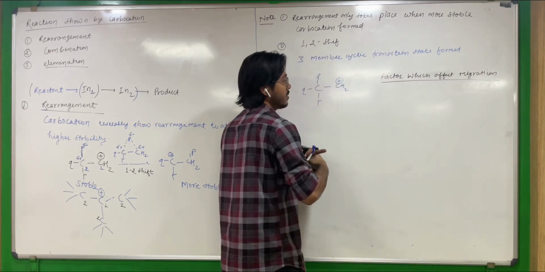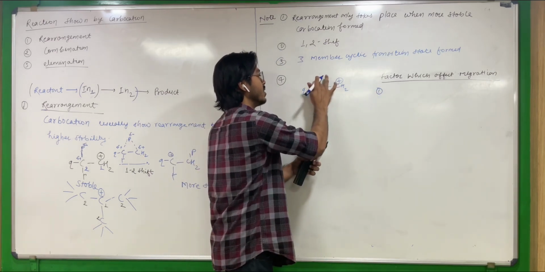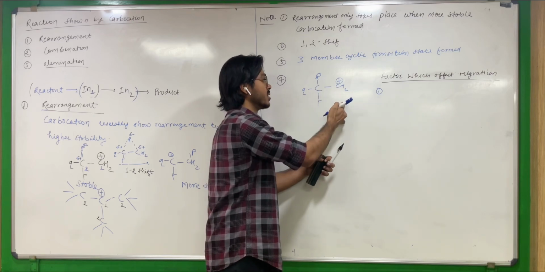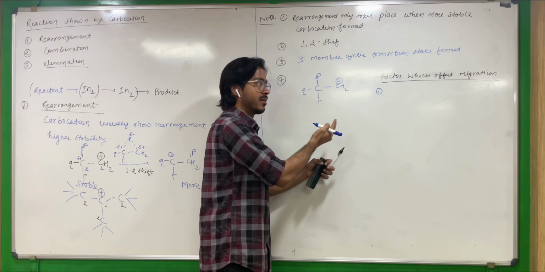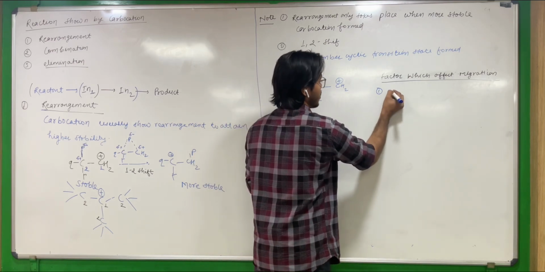So first will be bond strength. The migrating aptitude of this P, Q, R will depend on bond strength. If more bond strength is there, it is less likely to get migrated. So it should be less bond strength.